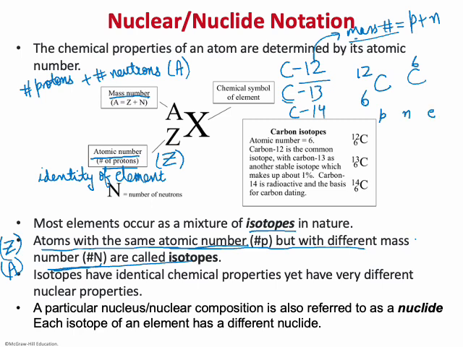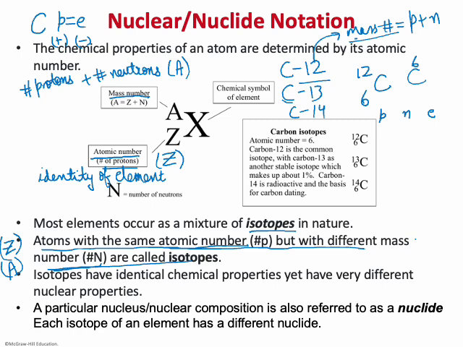Every atom is neutral. If I say carbon, it's a neutral atom. Neutral means it has the same number of protons and electrons. Protons carry a positive charge, electrons carry a negative charge. For the atom to be neutral, the number of positives should be equal to the number of negatives. So that's why protons is equal to electrons.